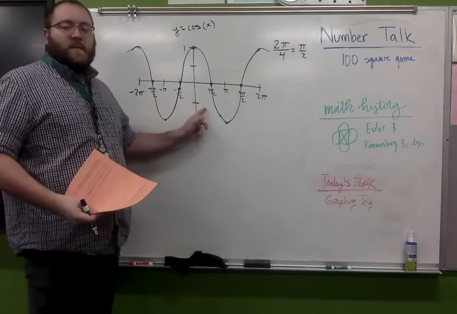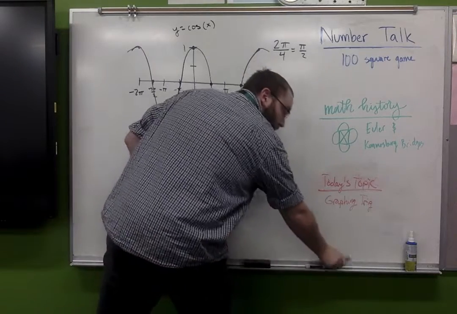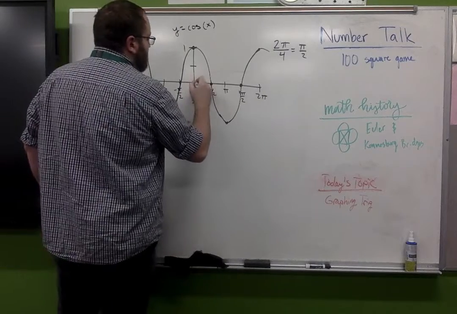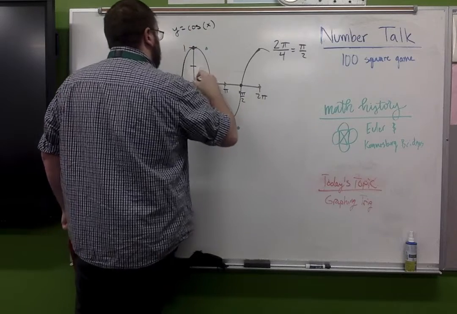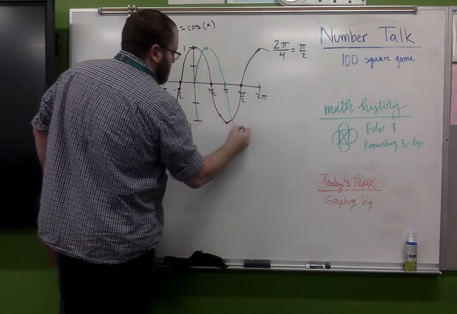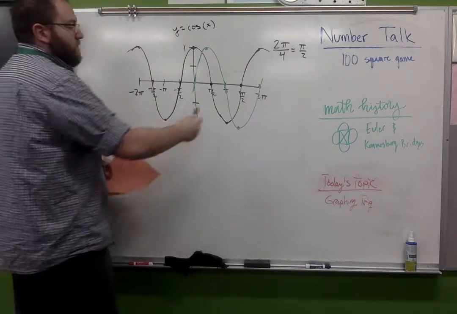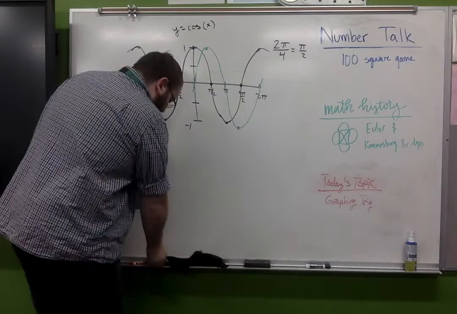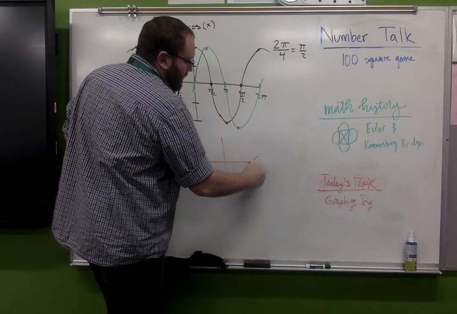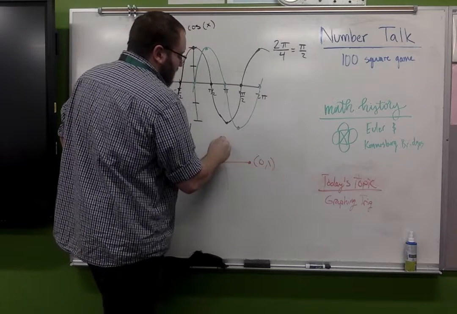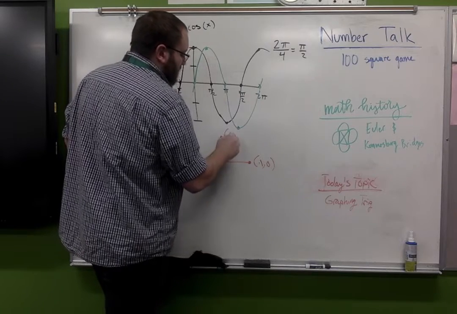Now, notice, this looks very similar to the sine graph. In fact, the sine graph is like this. It looks really similar. It just looks like it's been shifted over. It's because it has been shifted over. If you look at your unit circle, right here at 0 radians, and right here at pi over 2 radians, this is 1 comma 0, 0 comma 1.